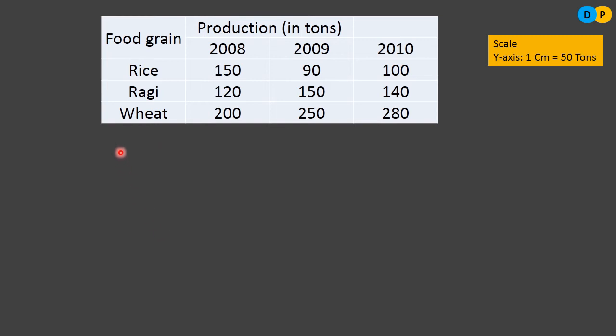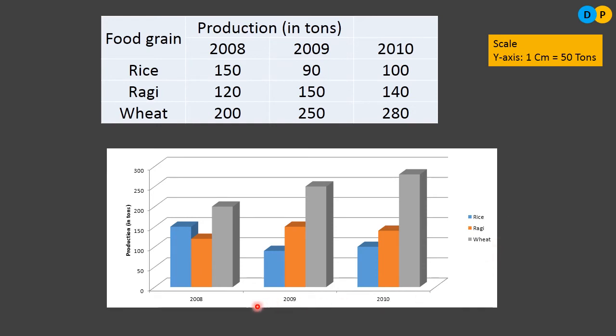What should be the maximum height of this y-axis? Here, let us say 280 tons is the maximum value given in the table. So in order to represent a multiple bar diagram on a sheet of paper or a graph sheet, we need to consider the scale. Here we are considering the scale on the y-axis: 1 centimeter will be equivalent to 50 tons. So what does it mean? It means 1 centimeter will indicate 50 tons.